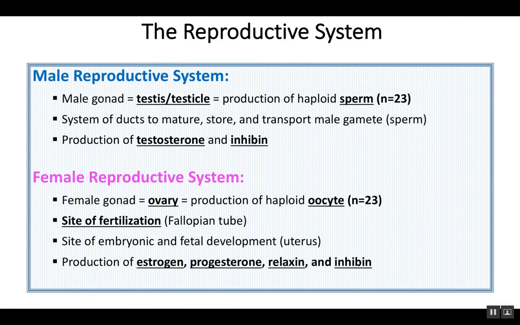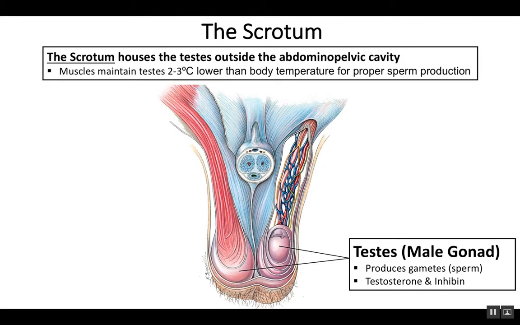Finally, we'll discuss the hormones involved in the female reproductive system. They include estrogen, progesterone, relaxin, and inhibin. So you'll notice there's a number of organs to discuss, identify, learn their function, and there's a number of hormones that regulate these two systems. Let's begin by looking at the male reproductive structures or organs.